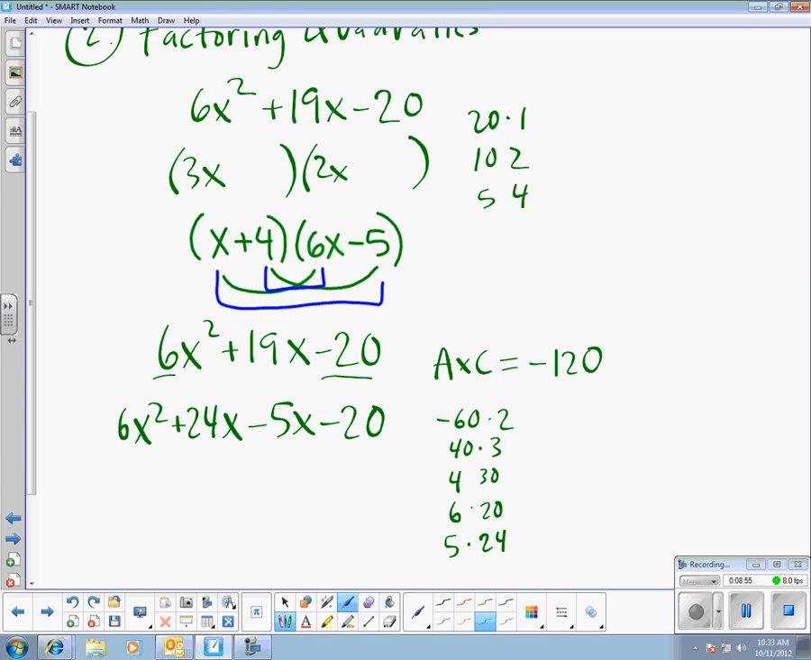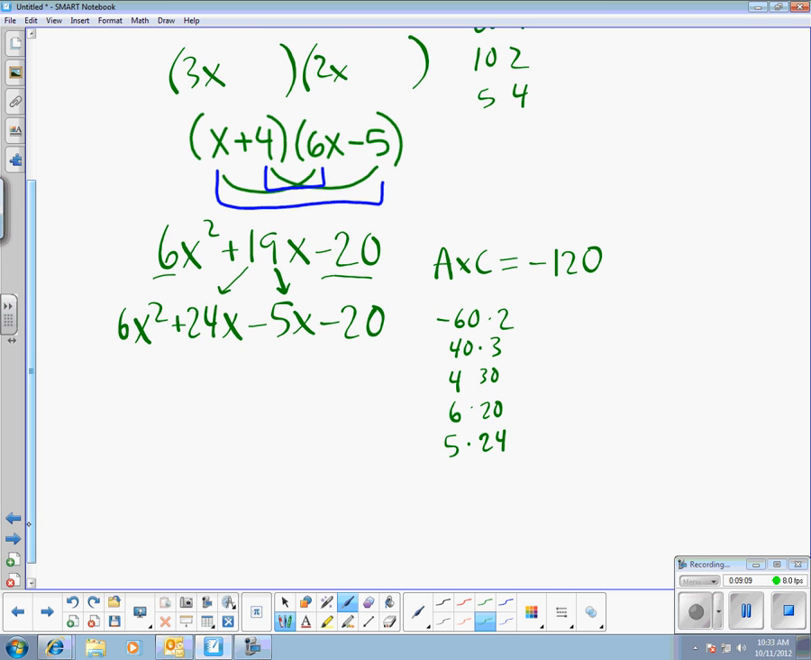So step 1, multiply A times C. Step 2, find two factors of AC that add up to B, basically. And all I've done is I've worked backwards and separated this out. Okay, step 3, group the first two terms together. Looking just at these two terms, and then looking at these two terms, what do they have in common? Well, my first two terms have a 6 in common, and they have an x in common. So I'm going to factor a 6 out of just those two terms. And I'm going to be left with an x plus 4.